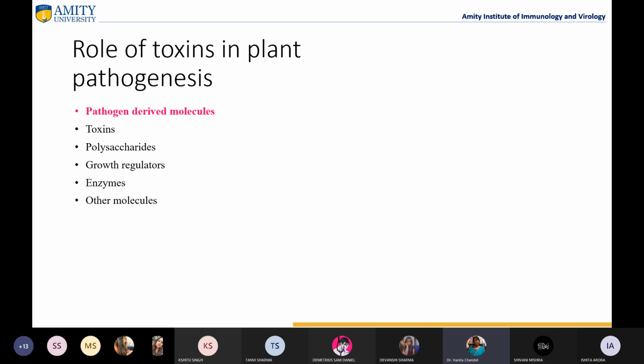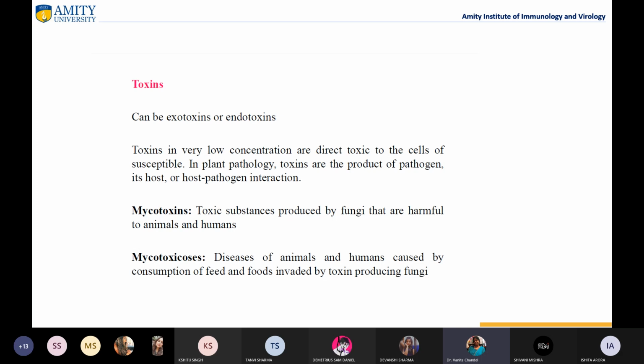Then role of toxins in plant pathogenesis. Toxins can be pathogen derived molecules which are produced by the pathogen. It could be toxins, it could be polysaccharides. They can produce certain growth regulators also, or enzymes, which can affect the plant and make their movement easy in the plant, right? So toxins can be exotoxins or endotoxins. Toxins in very low concentrations are toxic to the cells of the susceptible host. So in plant pathology, toxins are the product of pathogen in host or a host pathogen.